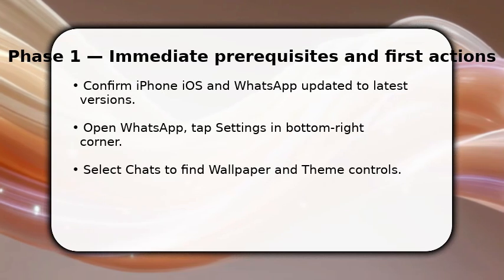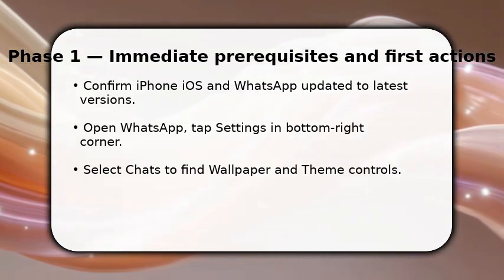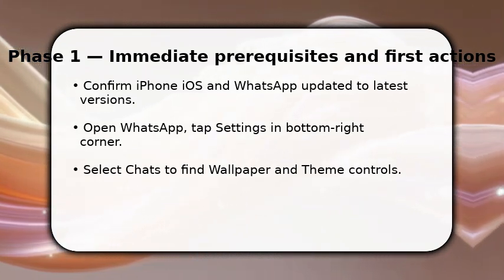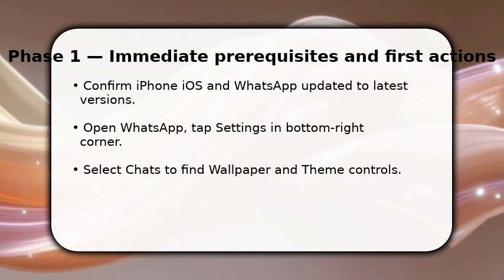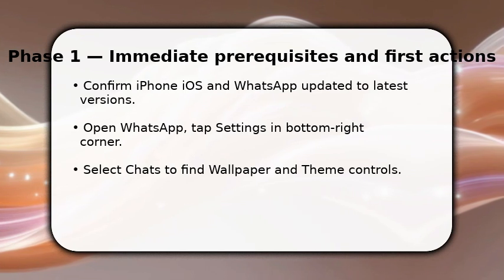You're starting inside WhatsApp. Open the app and tap Settings in the bottom right. Once done, choose Chats to access Wallpaper. This is where WhatsApp stores background controls. You need the app updated so options appear, but don't stall, tap Wallpaper immediately.